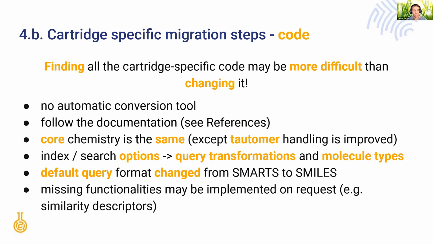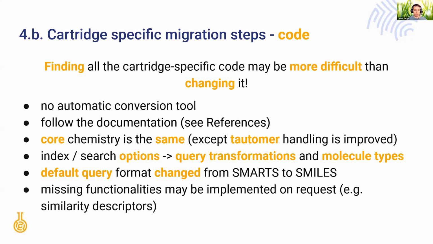What I want to highlight is that the core chemistry engine is the same, except tautomer handling, which was improved. So if you get differences, they will be systematic, not like changing software between vendors. So the core engine is the same. That's important.